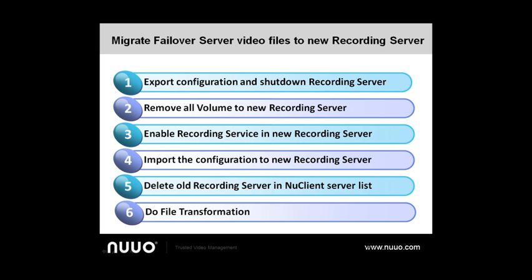So to replace the old recording server with the new recording server, the procedure is the same as previously mentioned. First is to export the configuration and shut down the recording server. The second is to move all volumes to the new recording server. And third is to enable the recording service in the new recording server and assign the same IP address as the old recording server. The fourth is to import the configuration to the new recording server. The fifth is to delete the old recording server in the new client server list. And the last step is the file transformation.